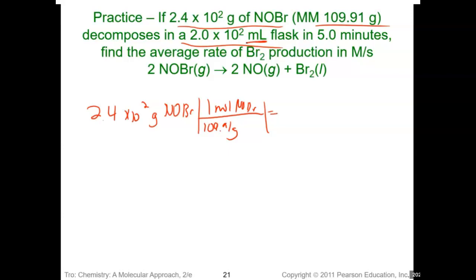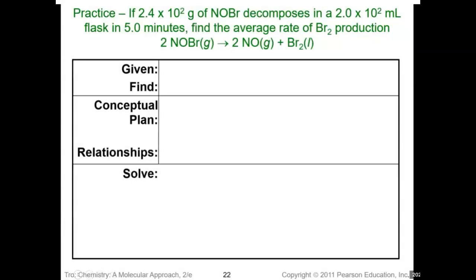But then we have our liters, and we can get to molarity, right? So let's say we got to molarity. Divide by liters equals molarity NOBr. Now they ask for Br2, right? So we have a time and a concentration. We could have just gone to Br2 here. It doesn't matter, right? Because our rate's going to be the same with respect to whichever one.